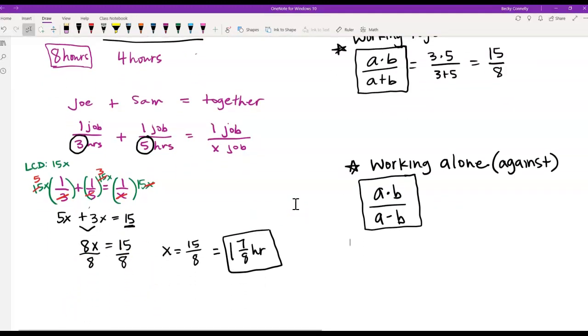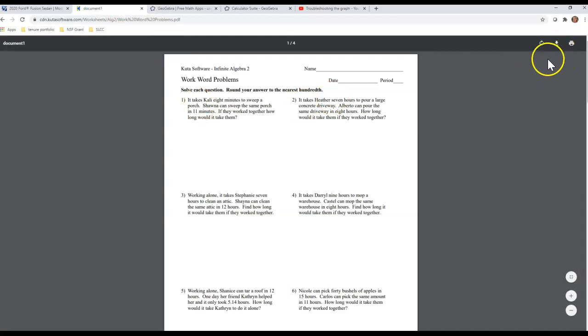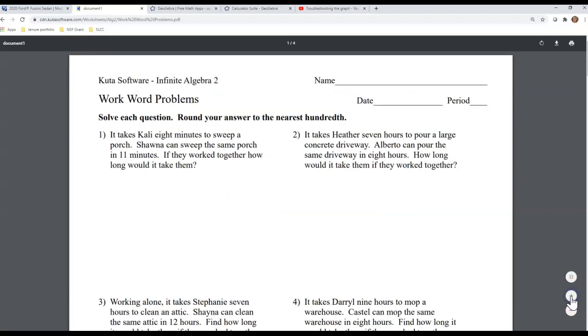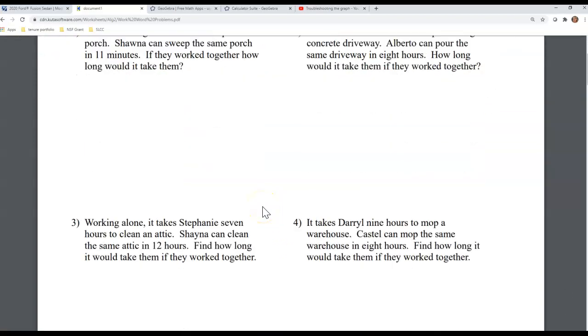Okay, so let's take a look at some work problems like this so you can see what I mean. Let me move this over here. We'll look at a few of these. These are bigger here. All right, so let's see.